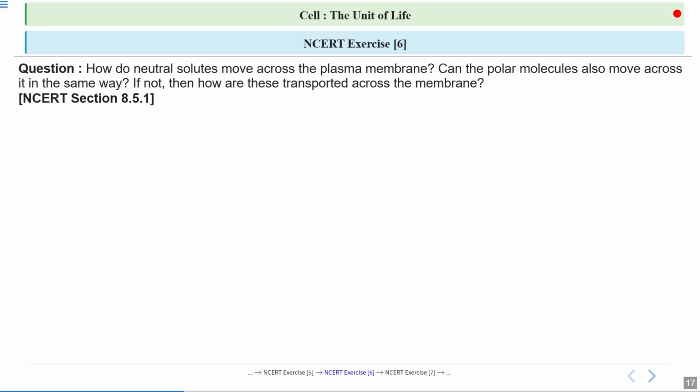Next, how do neutral solutes move across the plasma membrane? Can polar molecules also move across in the same way? If not, then how are these transported across the membrane? So the plasma membrane is made up of phospholipid. It is a phospholipid bilayer. How will polar molecules then move across the plasma membrane? Polar means water loving. So what will be the answer?